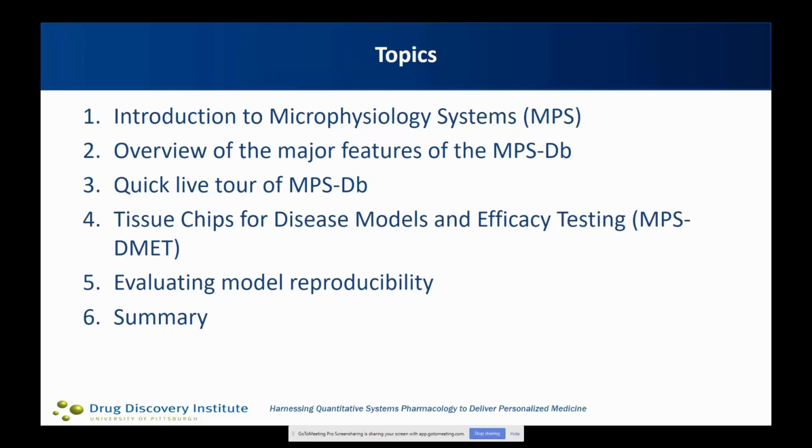I want to start by giving a brief introduction to microphysiology systems, because that was really the driver for developing this database. Go over some of the major features of the database. Have a quick live demonstration of a few features. Talk a bit about the application to a new program by NCATS on developing tissue chip-based disease models for efficacy testing. Talk a little bit about our approach to evaluating reproducibility in these models, and then summarize it all.